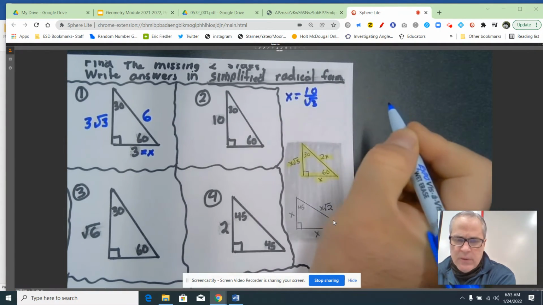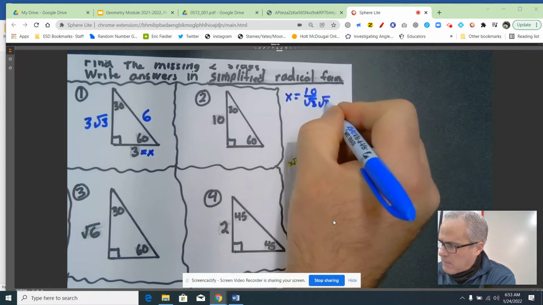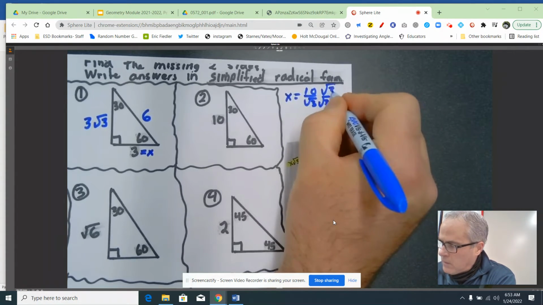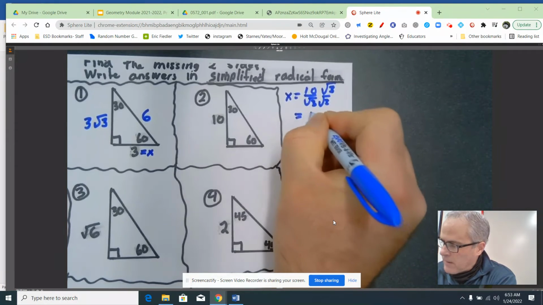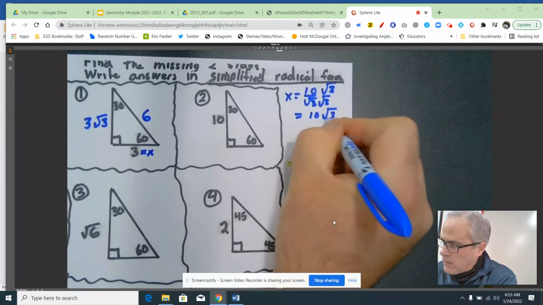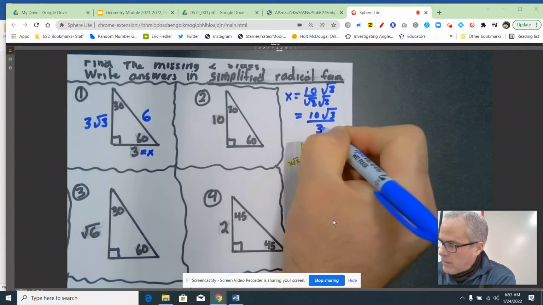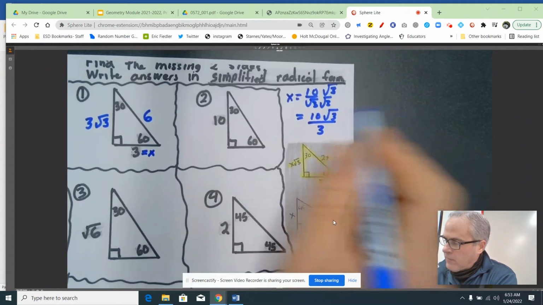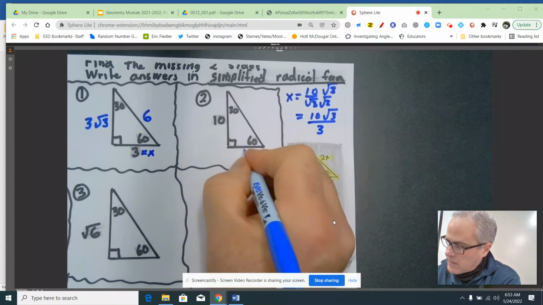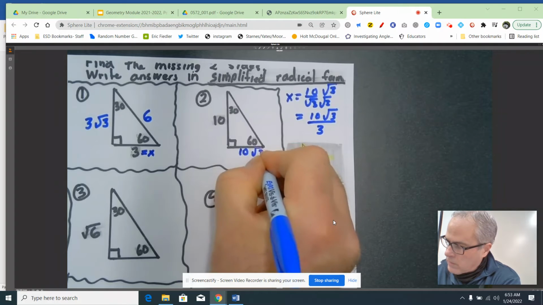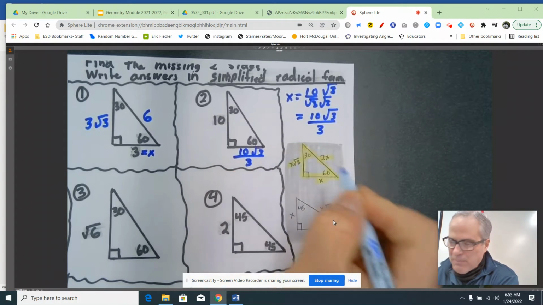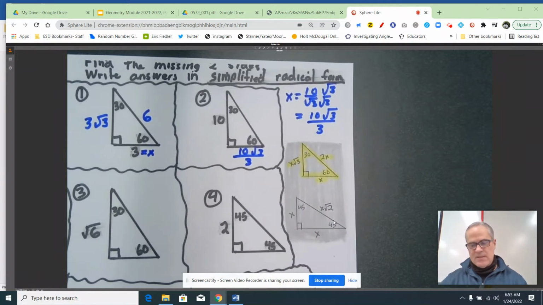That's not considered a simplified answer. So I'm going to multiply top and bottom by the square root of 3, which is called rationalizing the denominator. And I get 10 root 3 over 3. 3 doesn't go into that 10, so that would be my shorter leg, 10 root 3 over 3. That's about as challenging as these get, and that's not simple.